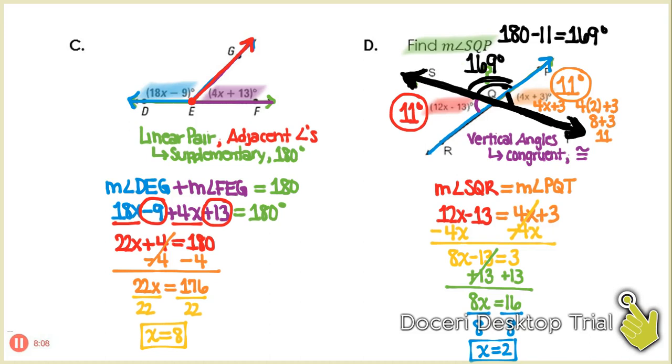So my angle is 169 degrees. So when I ask you to find the measure of angle SQP, the measure of angle SQP is 169 degrees, because 169 plus 11 will give you 180 for that linear pair.